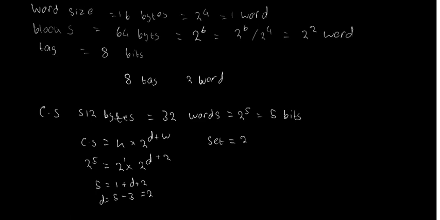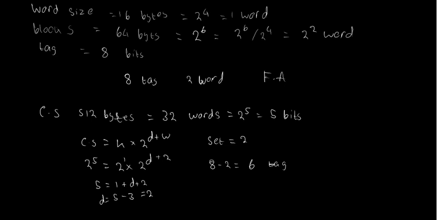And what is our tag? Since we already know that our word is 2 bits, the only thing we're going to do is subtract those 2 bits from our original tag, because this was the fully associative map. So we're going to say 8 minus 2, which is 6 tag bits.